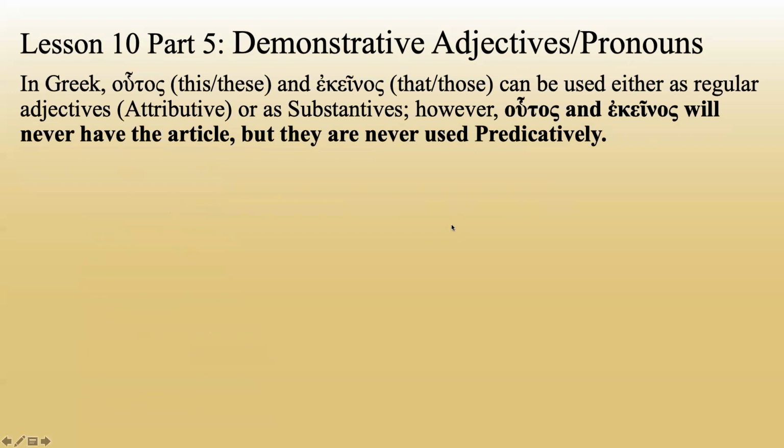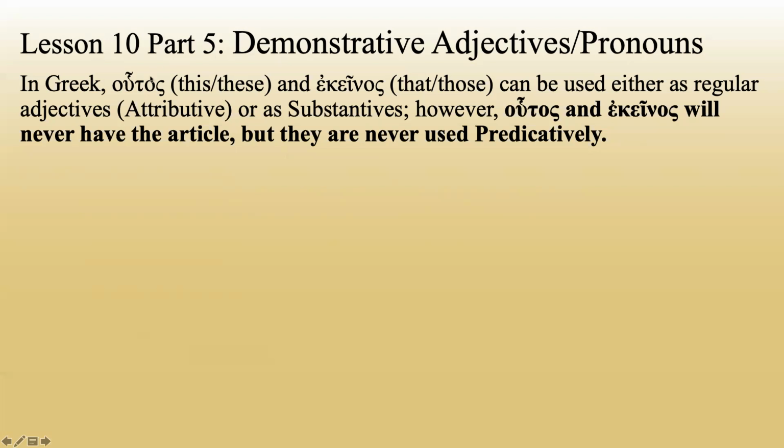In Greek, houtos, this and these, and ekeinos, that and those, can be used either as regular adjectives, attributive, or as substantives. So they equate to demonstrative adjectives or demonstrative pronouns, depending on if they're used attributively or substantively, with a noun or without a noun. Now notice, this and these: this is singular, these is plural. They're things that are close. Ekeinos is that and those: that is singular, those is plural. That's things that are far away.